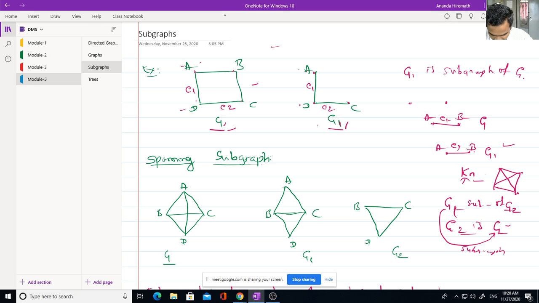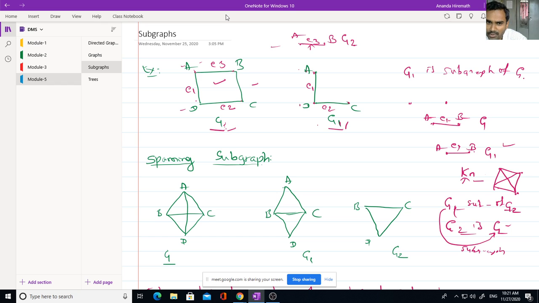Now one more thing, a single edge in a graph G together with its end vertices is a subgraph of G. Again taking this example, a single edge I will consider AB, with the same vertices, say it has E3. Let us assume it is G2. So G2 is a subgraph of G because it has a single edge with the same end vertices as in G.